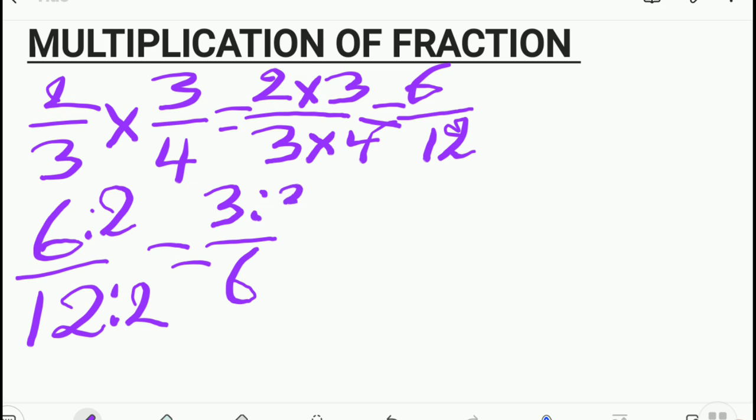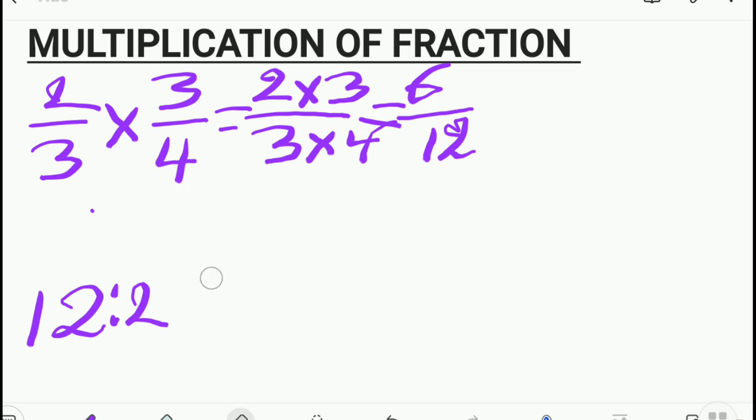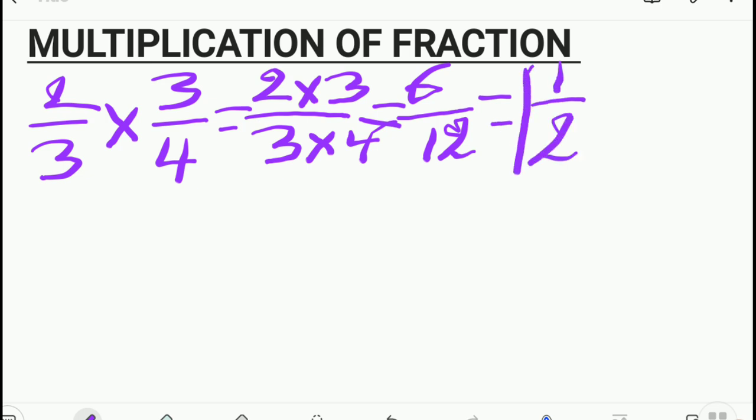Then also let us divide both sides by 3. 3 divided by 3 is equal to 1, and then 6 divided by 3 is equal to 2. Then the answer will be equal to 1 over 2. This is the answer of fraction 2 over 3 times 3 over 4. The answer is equal to 1 over 2. This is how you can multiply together with fractions.